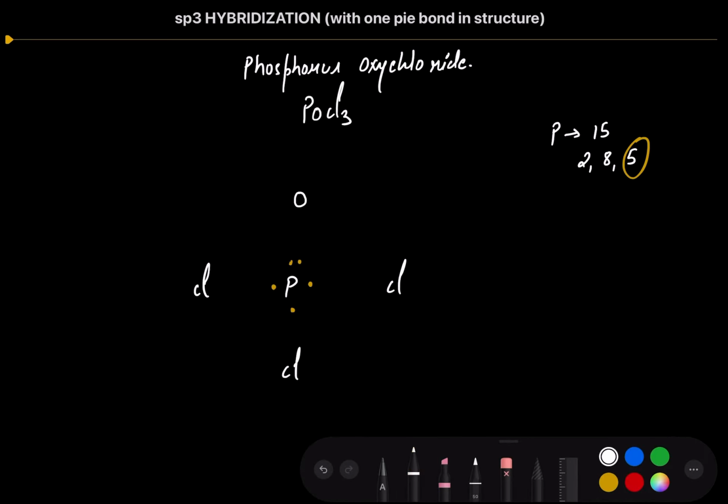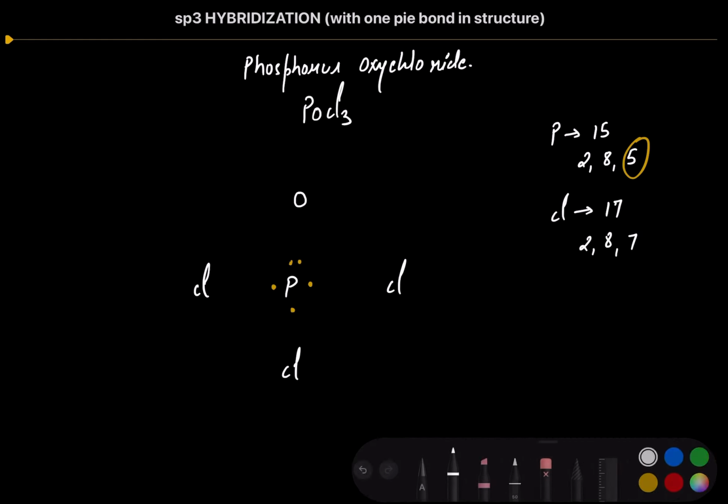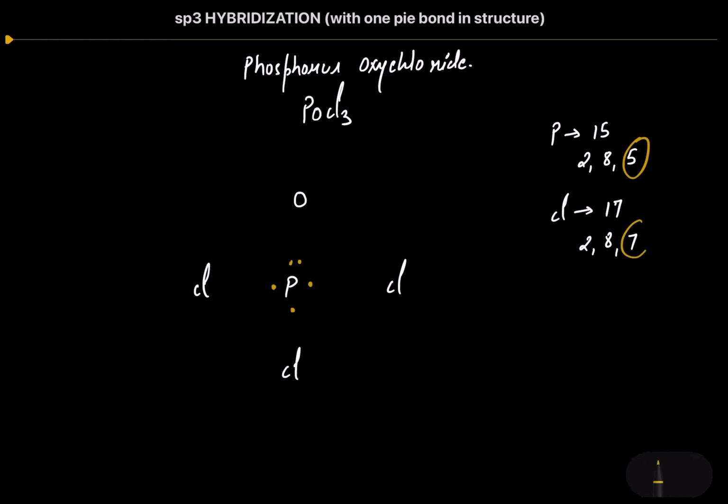Now let's talk about the chlorine. The atomic number of chlorine is 17. So the configuration is 2, 8, 7. That means chlorine is having 7 electrons in its valence shell. So let's mark the 7 electrons around all the chlorines in the Lewis structure. So that's the first electron, second electron, third electron, fourth, fifth, sixth, seventh.